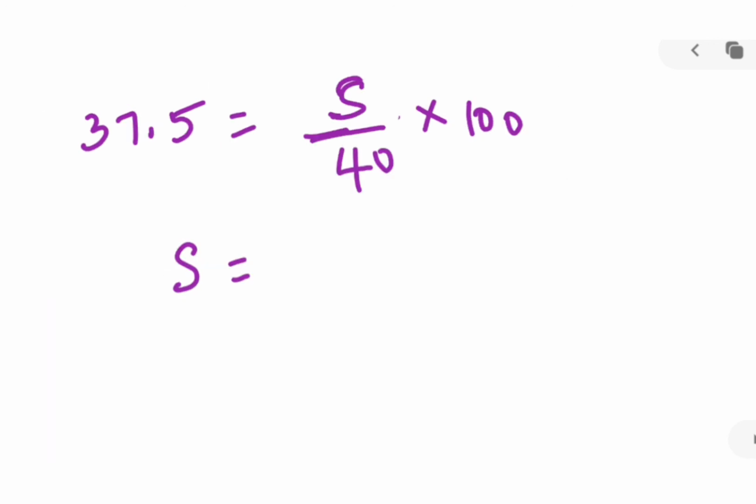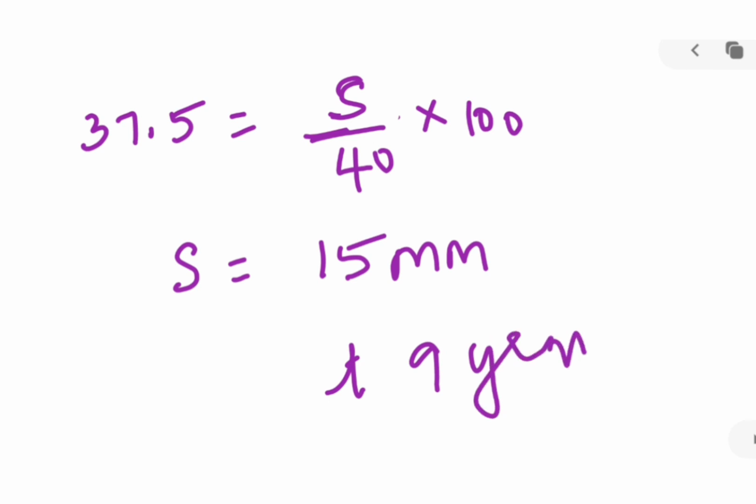After substituting our respective values, we will find the settlement as 15 mm, for a 9 years duration. This is the settlement that would have occurred. In the consolidation chapter, there is a certain set of formulas that you need to memorize. Then once you start practicing many questions, you will understand where to use which formula.